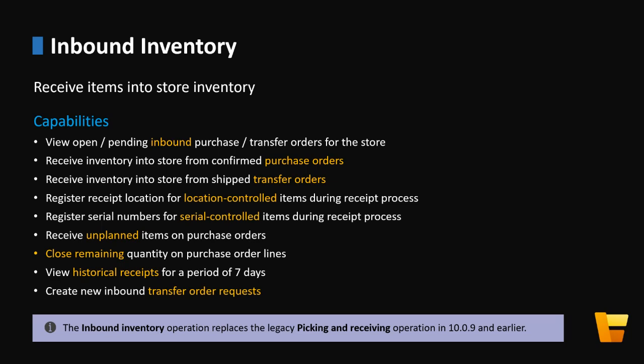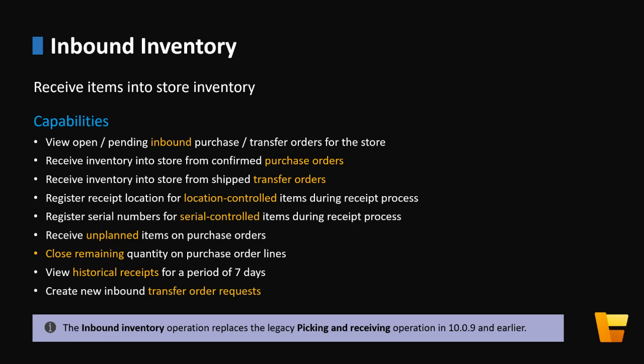And when the inventory physically arrives, users can use this operation to receive the items into the store inventory through either purchase orders or transfer orders. During the receiving process, this operation allows you to specify receipt location for those location-controlled items and allows you to register serial numbers for those serial-controlled items.